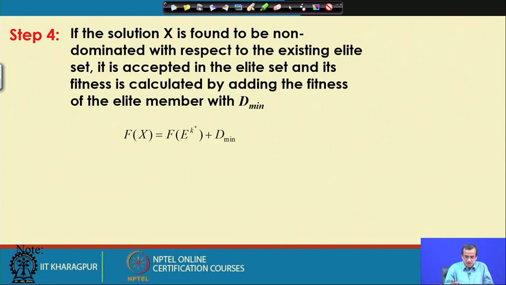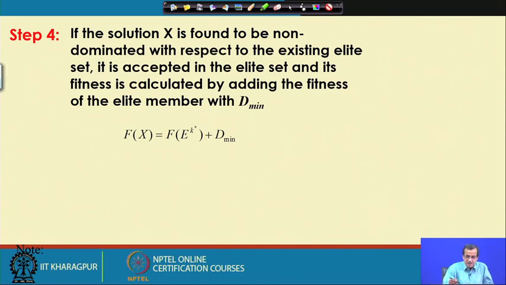So, how do we get this particular formula? This f(e_k star) is nothing but the value of the objective function corresponding to that particular elite which gave the minimum distance value, and this fitness is added to d min, that is the minimum distance value, just to find out what should be the fitness for the solution x which has been selected for the non-dominated bin.